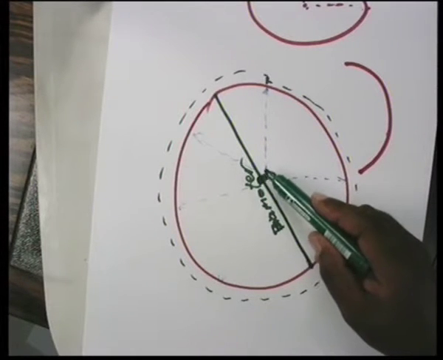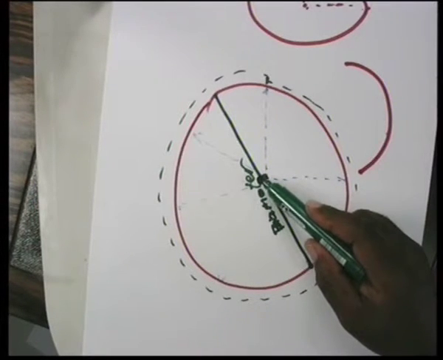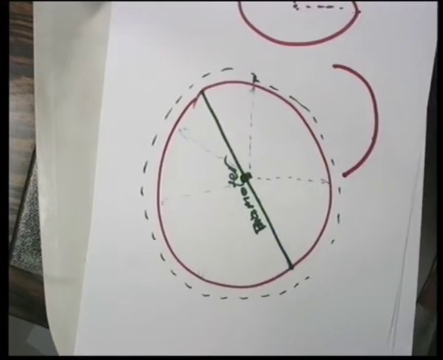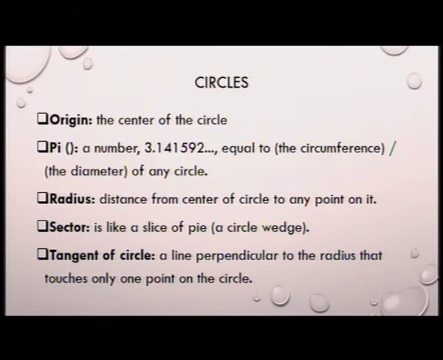And then we have what we call pi. Pi is 3.141592, equal to the circumference divided by the diameter of any circle. Now the pi is actually a number that they have arrived at that we can use to calculate any circumference. When you want to find the radius or the circumference, what you use is the pi.